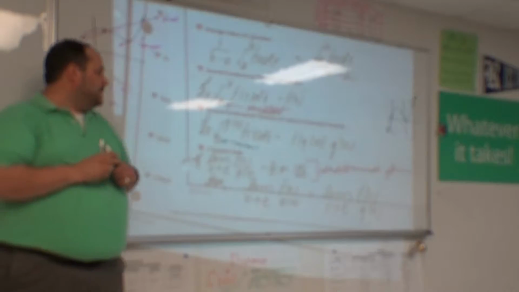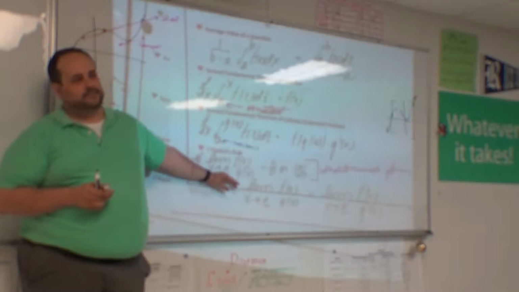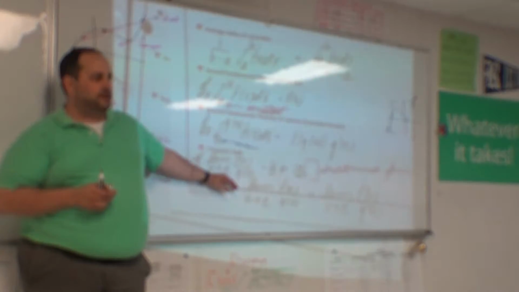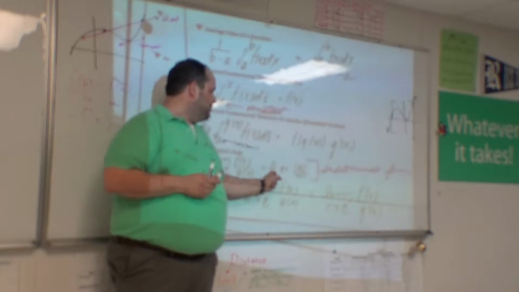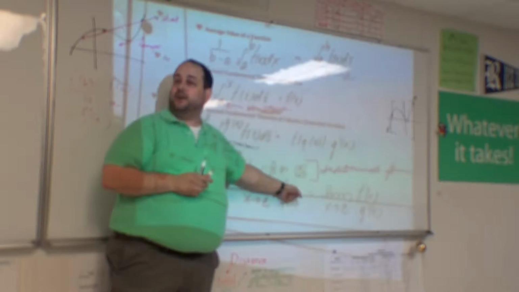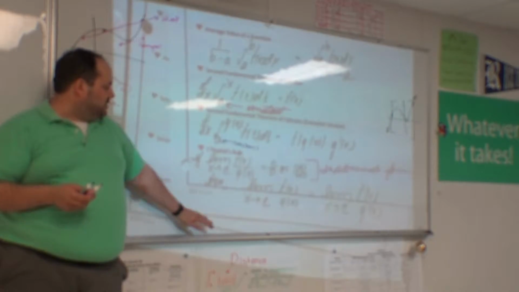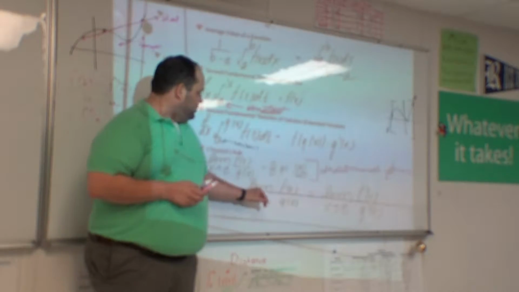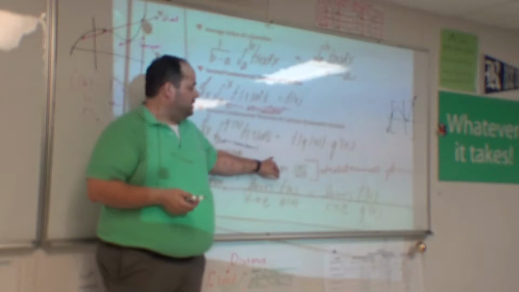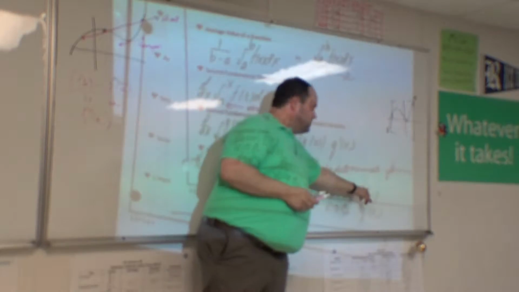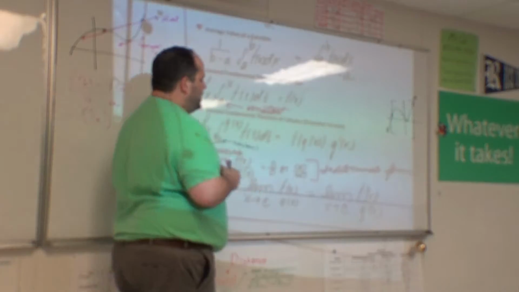L'Hopital's rule. If you're trying to find a limit, everyone loves L'Hopital. L'Hopital makes your life better. If you're taking a limit and you get 0 over 0, or infinity over infinity, those are called indeterminate forms. What L'Hopital's rule says is, if you're getting 0 over 0 or infinity over infinity, you take the limit of the derivative of the numerator divided by the derivative of the denominator.